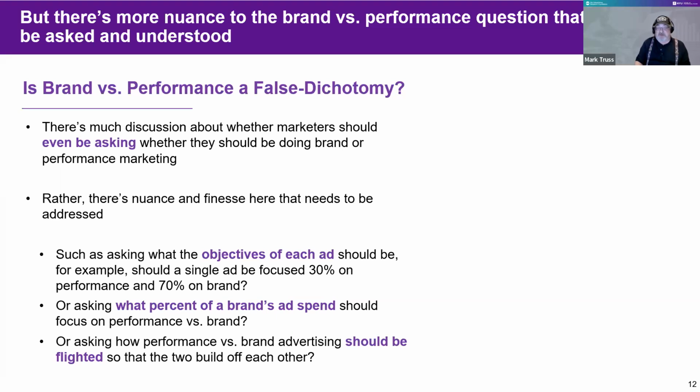For example, should a single ad be focused 30% on performance and 70% on brand? Or should 30% of a brand's ad spend be focused on brand and 70% of their ad spend on performance? Or how performance and brand advertising should be flighted so that the two build together.